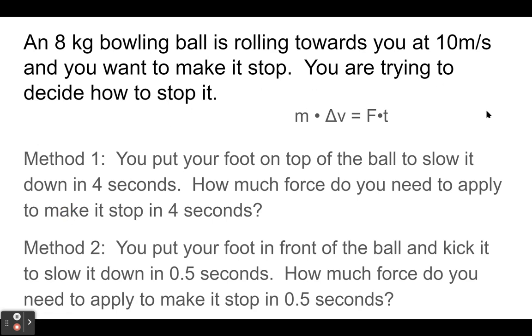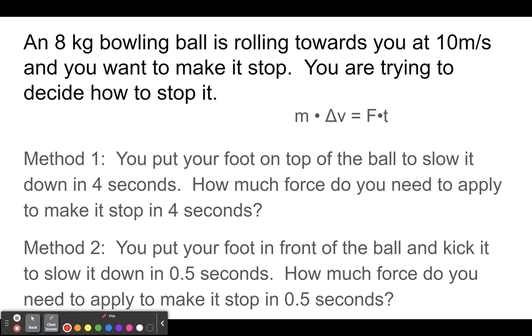So let's do an example. You have an 8-kilogram bowling ball rolling towards you at 10 meters per second, and you want to make it stop. You are trying to decide how to stop it. There are two different ways. One, you can put your foot on top of the ball to slow it down in 4 seconds. You're going to calculate how much force you need to apply to make it stop in 4 seconds.